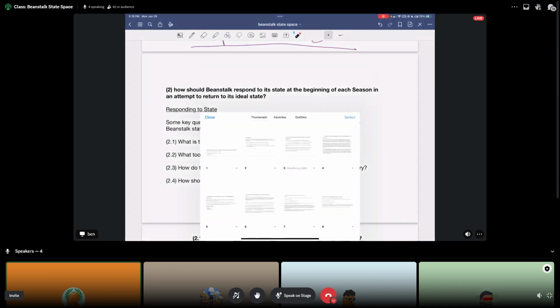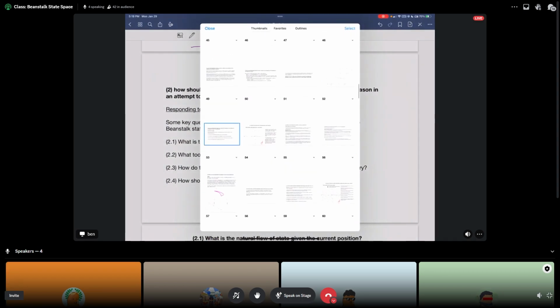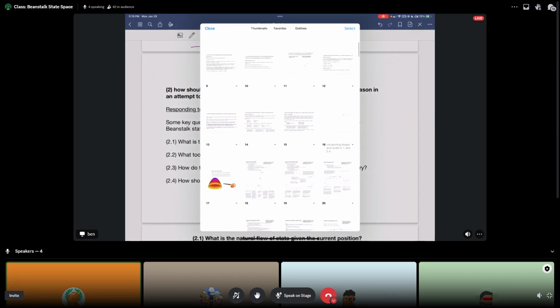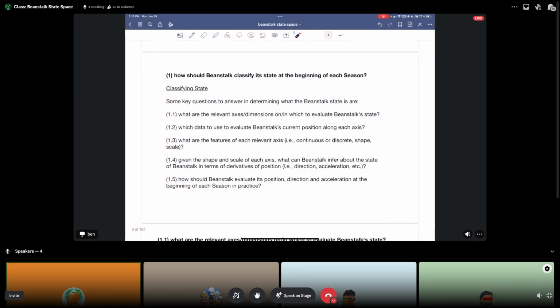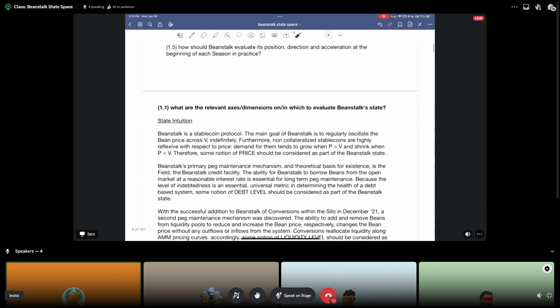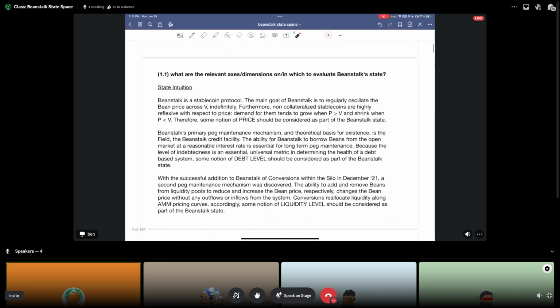So this is the framework for the beginning of our discussion. Hopefully, it's helpful to provide some sort of framework so that all this talking is understood in some context. So, question 1.1. What are the relevant axes or dimensions on which to evaluate Beanstalk state? So in other words, what are the things?